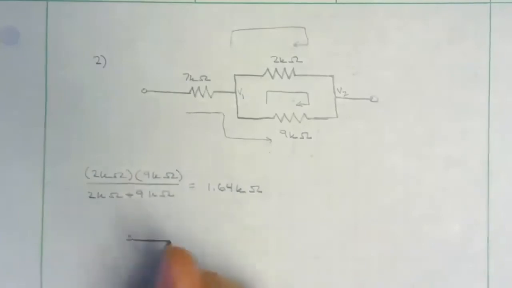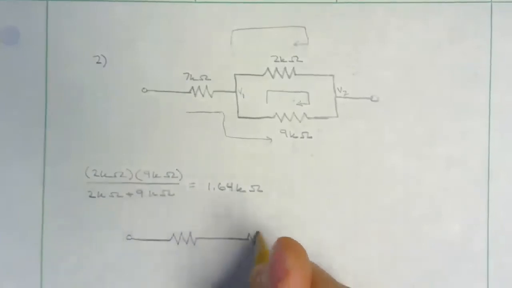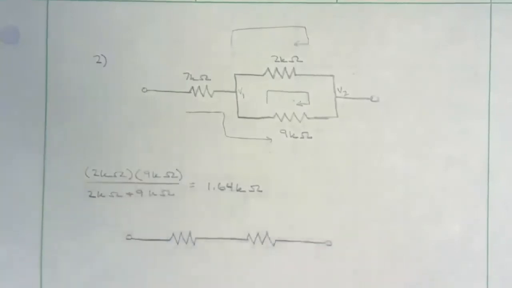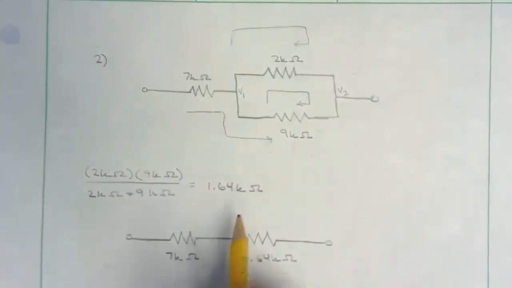And now we can redraw the circuit, and this is what I was saying. You could do it in 1 step or 2 steps. I'm going to do it in 2 just so we can visually see it. But if you're able to jump to this part in your head, that's awesome. And you could definitely do that. We have 7 kilo ohms and 1.64 kilo ohms. And these two, are they in parallel or series?